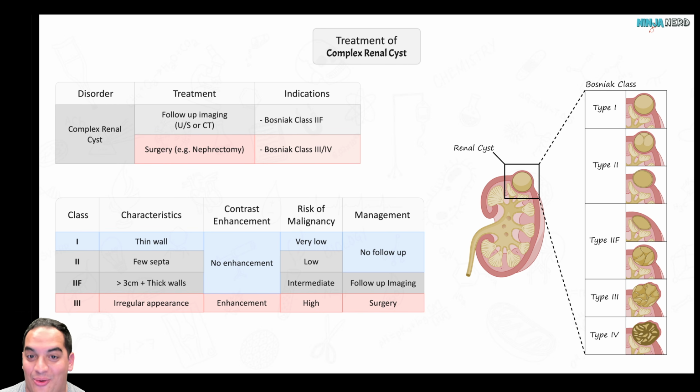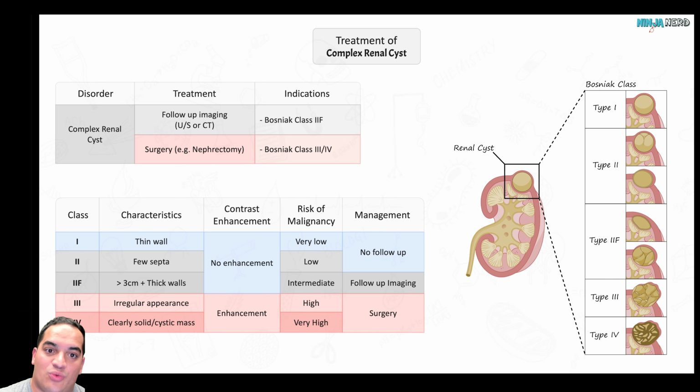If I see 3, that means it's now getting irregular. It's no longer round. It's irregular in appearance, and it's got lots of septa. It's got thick walls. In this particular scenario, and it enhances, I have a high risk, all right, of me having a malignancy here. I definitely need to go in there and take that piece of cyst out. So I need to consider surgery to do a nephrectomy.